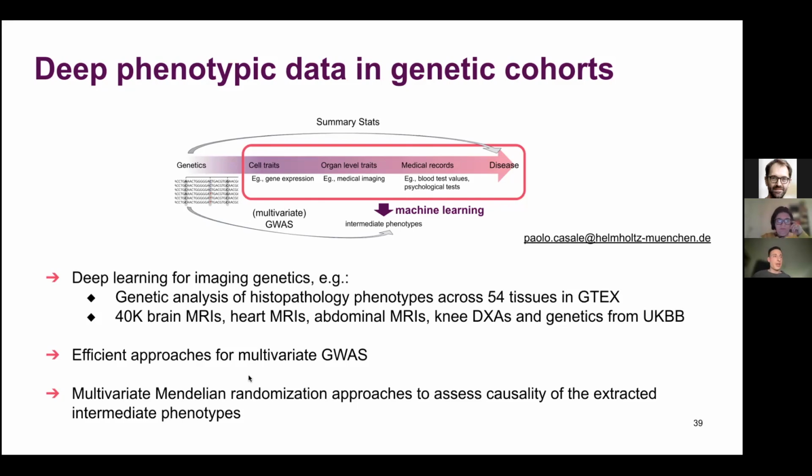And so this still requires method development in the statistical methodology space to be able to robustly assess association with genetics. And finally, given the links that we know through summary stats between genetics and disease, and the links that we can learn between genetics and these intermediate phenotypes, we also work on multivariate Mendelian randomization approaches that enable us to assess causality, the likely causal interactions between these intermediate and global phenotypes.